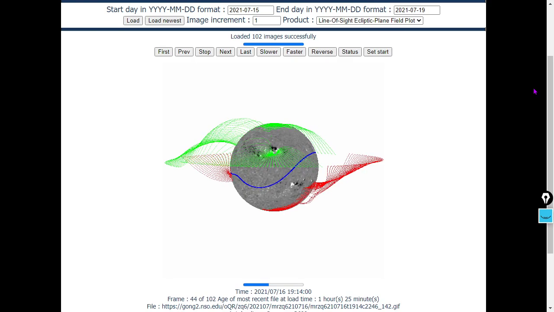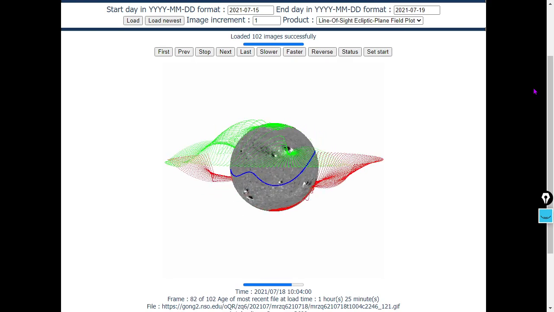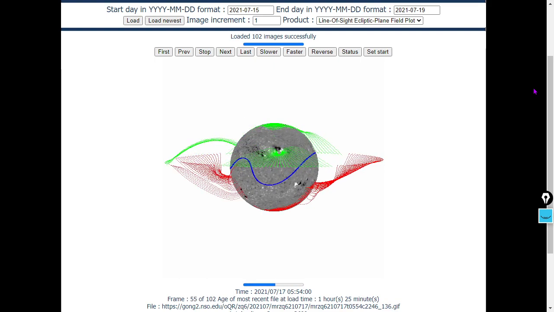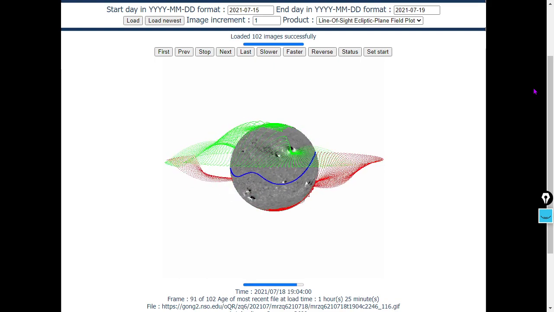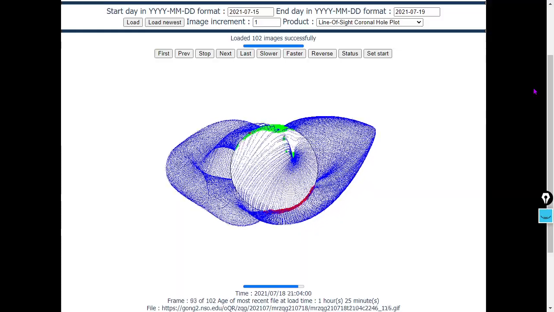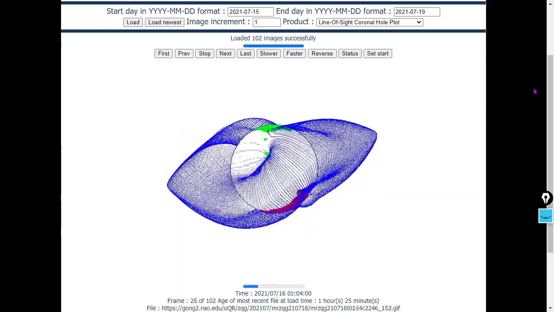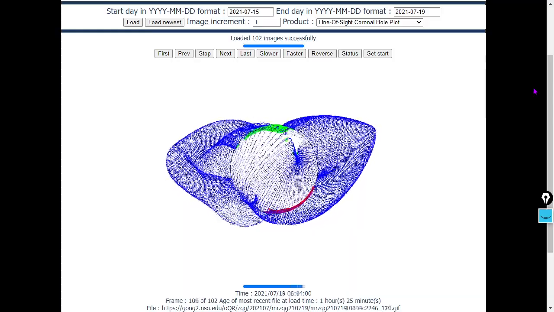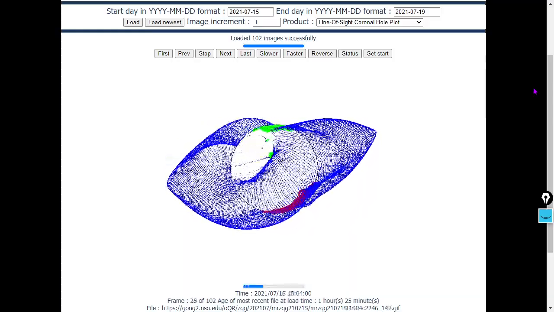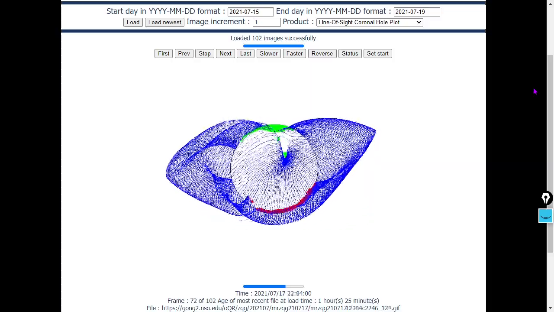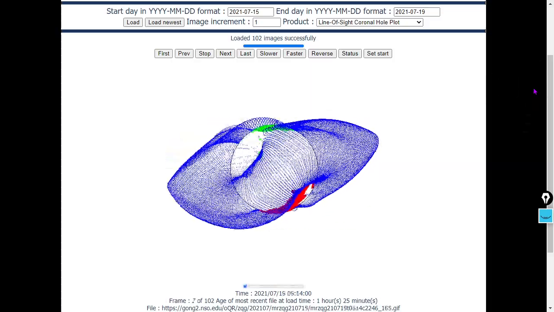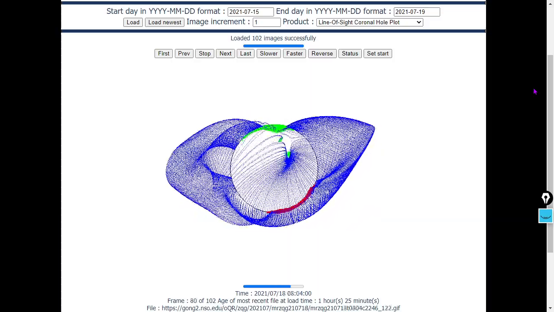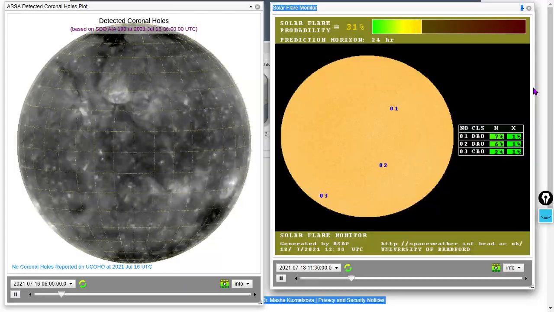Here's a line of sight ecliptic plane field plot. The same data from the perspective of Earth instead of the top view. A great three-dimensional view of the heliospheric current sheet and its polarity. And here's a line of sight coronal hole plot showing the sun's B field in blue and coronal holes in North Pole green, South Pole red. Keep in mind the data is an hour and 25 minutes old and can change with basically no warning. We do the warnings. That's why we have a channel.